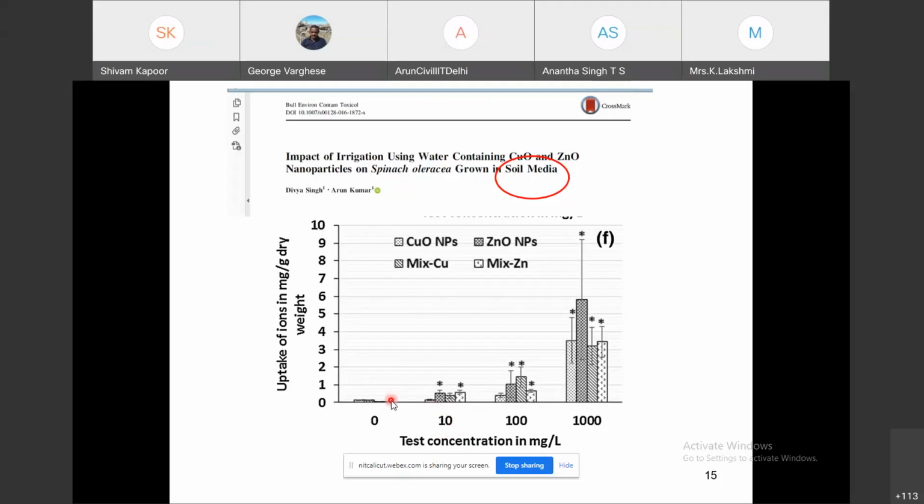So the safe concentration will be between 0 and 10 milligram per liter. Obviously, this is a very long bracket, and one can modify more. But the idea is that beyond 10 milligram per liter, there will be uptake of ions which will be different from your control. So that is not good. Right now, we are just talking about the ion content. Later on, we also did the risk assessment to see whether the copper coming into the spinach leaves, because of the copper oxide nanoparticle source, can give you a health risk or not.